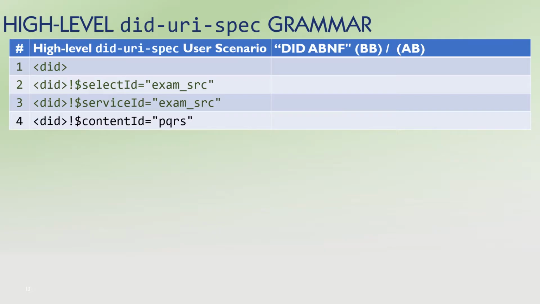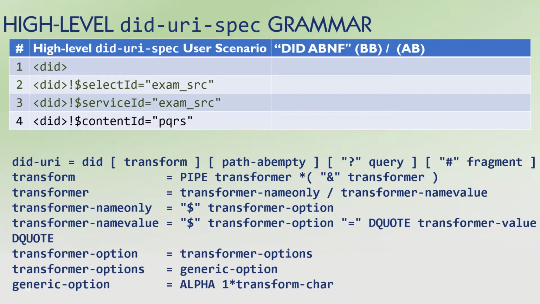So let's go back and look at each of those four in turn. So here's the four on the left. We've already covered these in the executive summary samples. This is what the did-uri grammar looks like for the class of user scenarios we're looking at here. Again, fairly concise. Previous webcasts have used the term cute, concise, understandable, technically elegant.